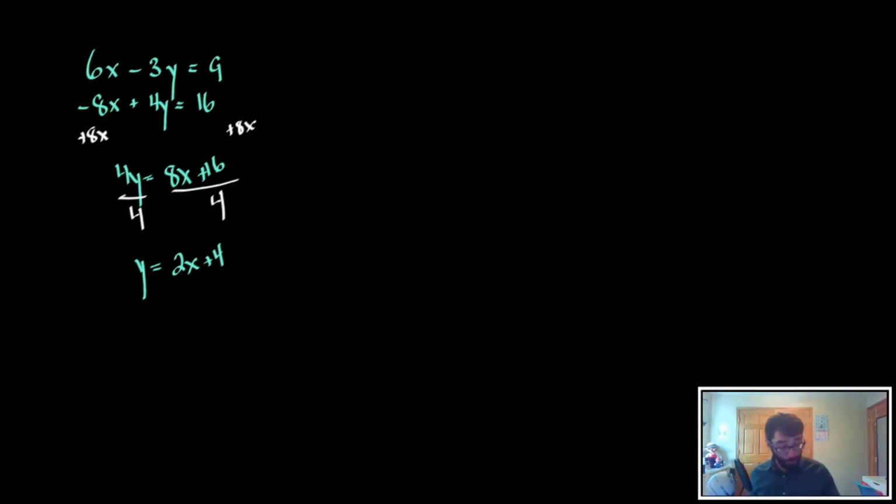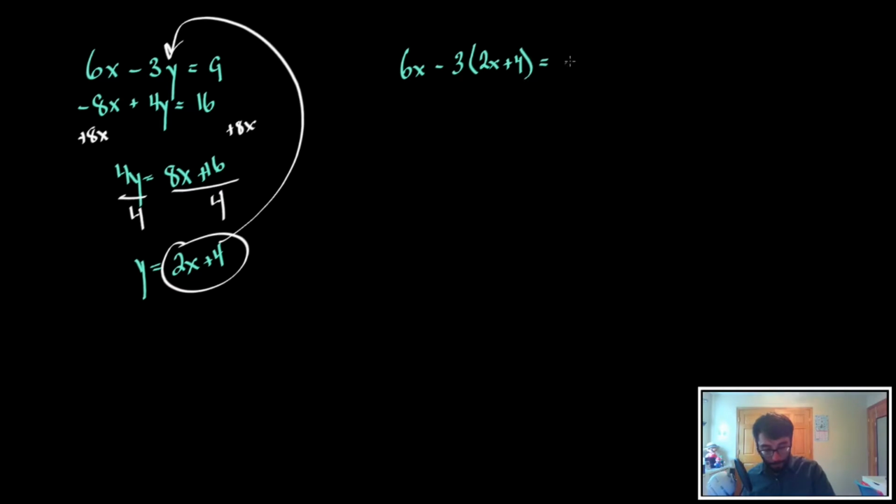So now I'm going to substitute that into the first equation for y. I went ahead and substituted in 2x plus 4 for y in the first equation, and now we can go ahead and solve. Remember, I'm going to distribute the 3 here. So this is going to become 6x minus 6x minus 12 is equal to 9. And now I can simplify the left-hand side. I have some like terms that I can combine here, okay?